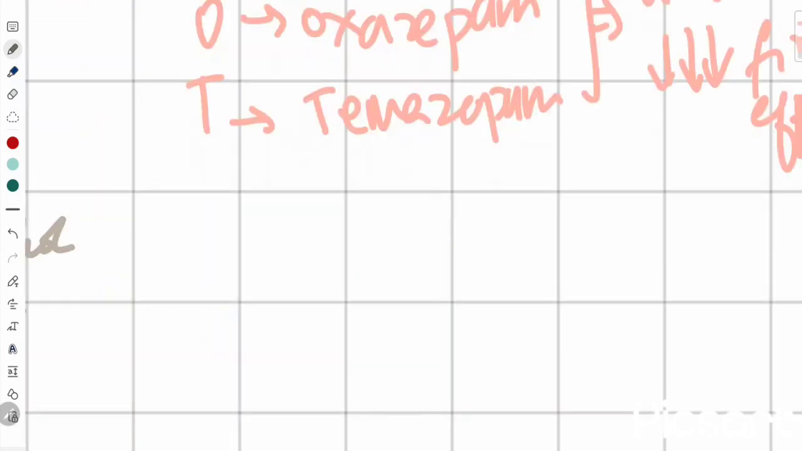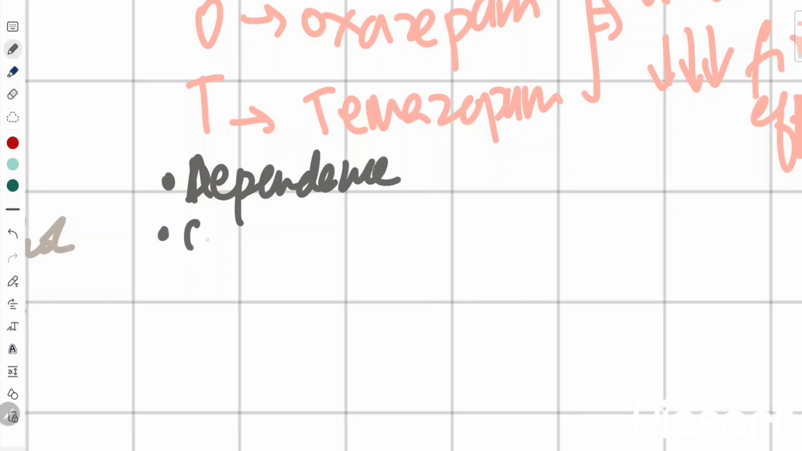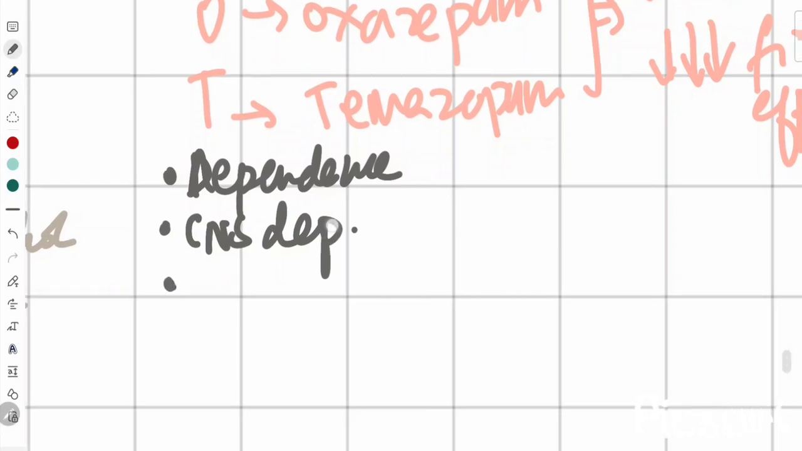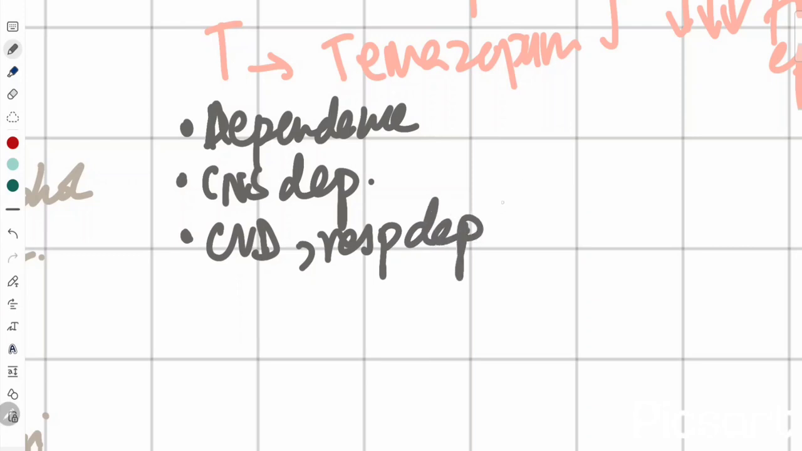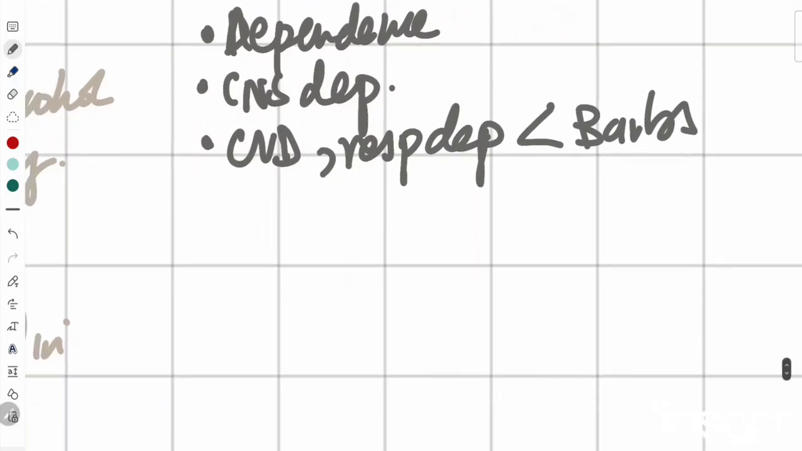And benzodiazepines, again, the adverse effects are dependence. And this causes CNS depression as well. But, you know, this does have a cardiovascular and a respiratory depression risk, but that is definitely lesser than barbiturates. And lastly, it can also cause coma.